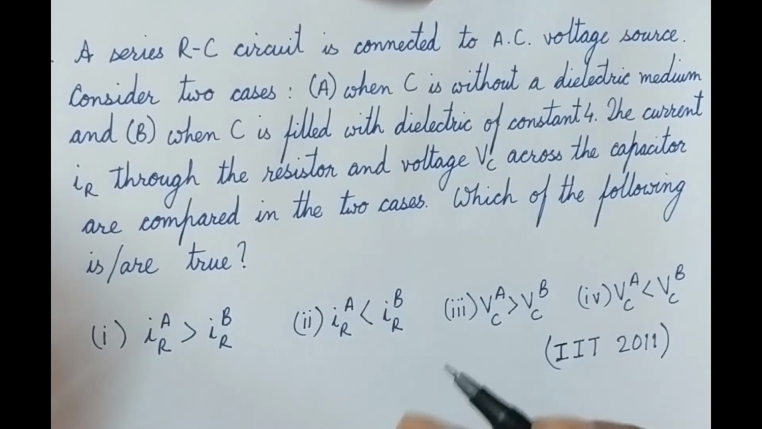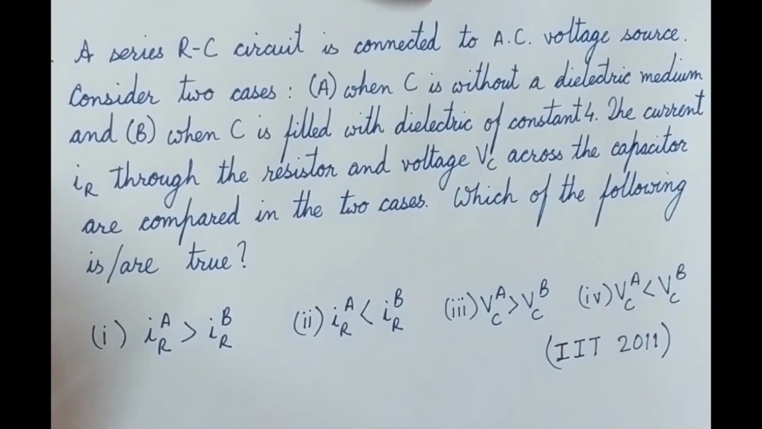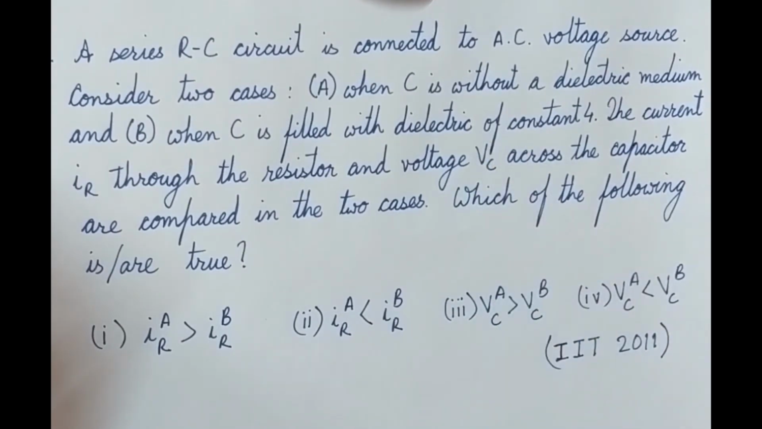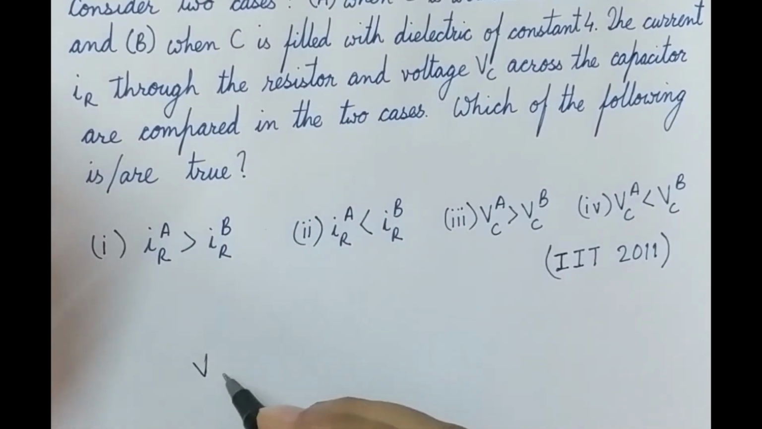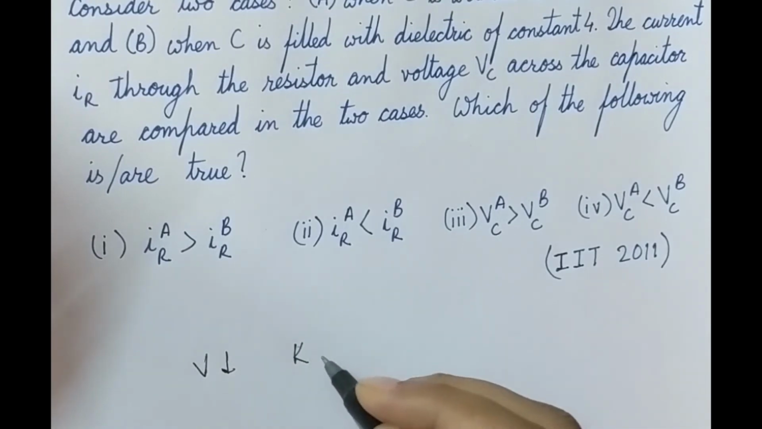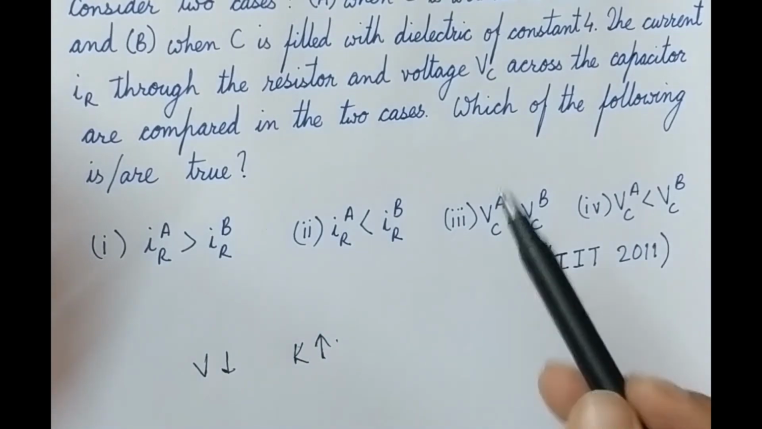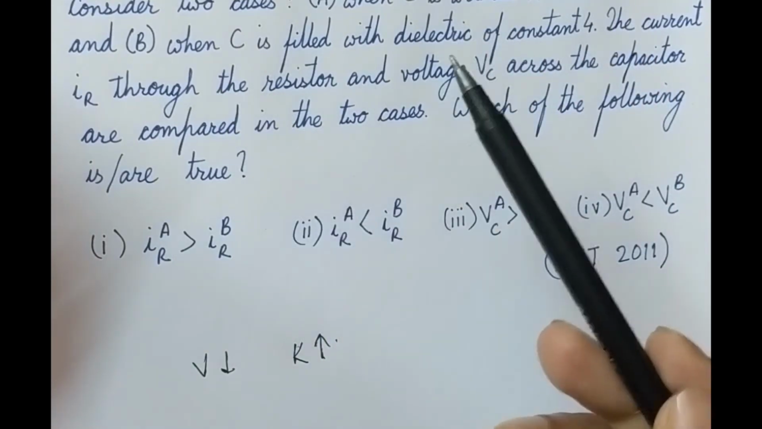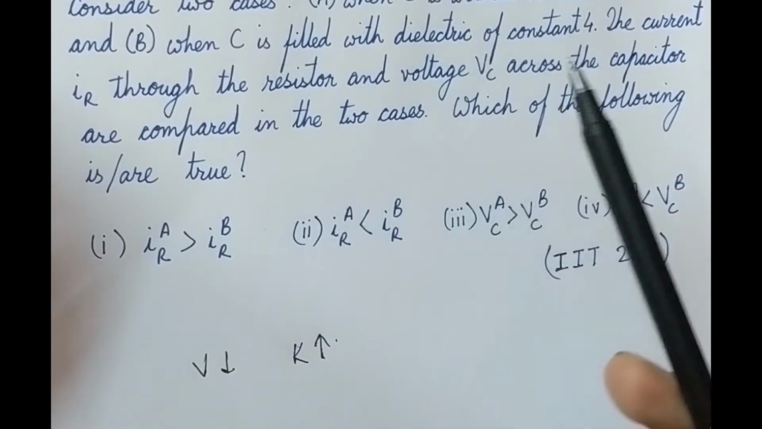So here we can either go with the formulas, or we can directly use some of the principles which we have covered in our previous videos. Firstly, to check for the voltage across a capacitor, we can directly say that the voltage in a capacitor goes down as the dielectric constant goes up. So in the first case there's no dielectric, so the dielectric constant is 1. In the next case, the dielectric constant is 4.